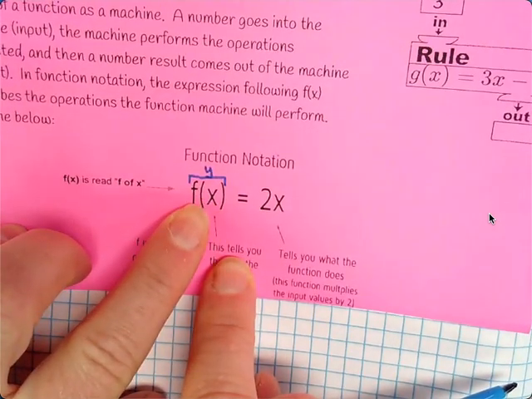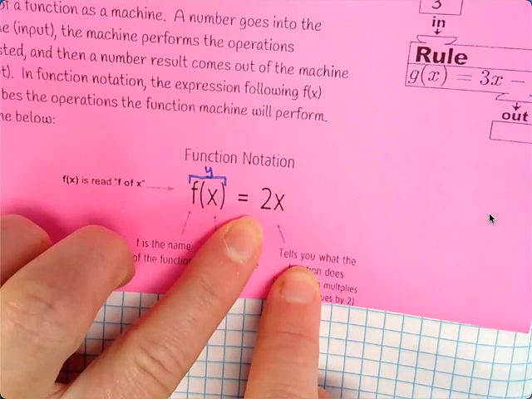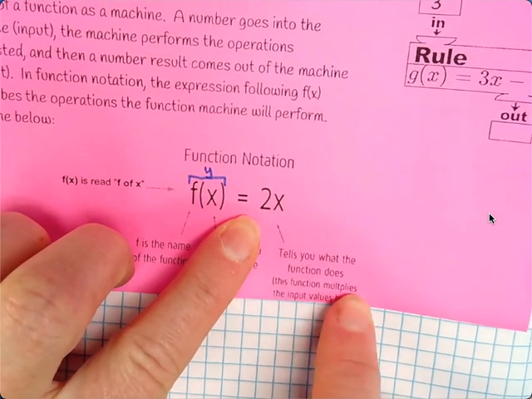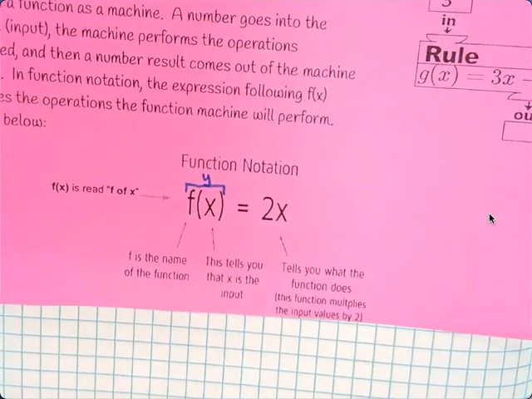It's pointing at the x. This tells you that x is the input. 2x tells you what the function does. This function multiplies the input value by 2.